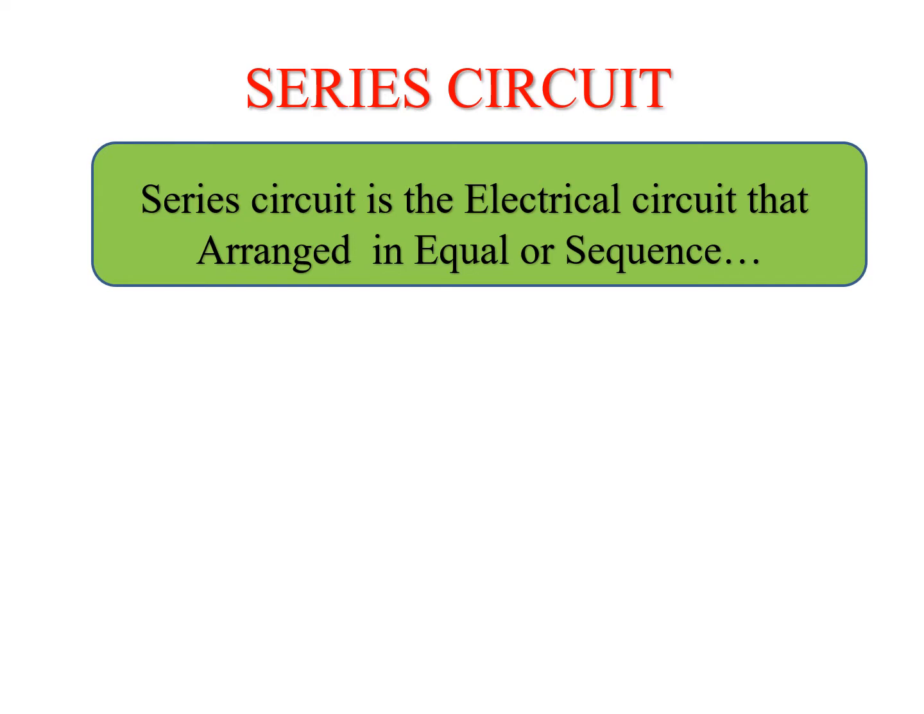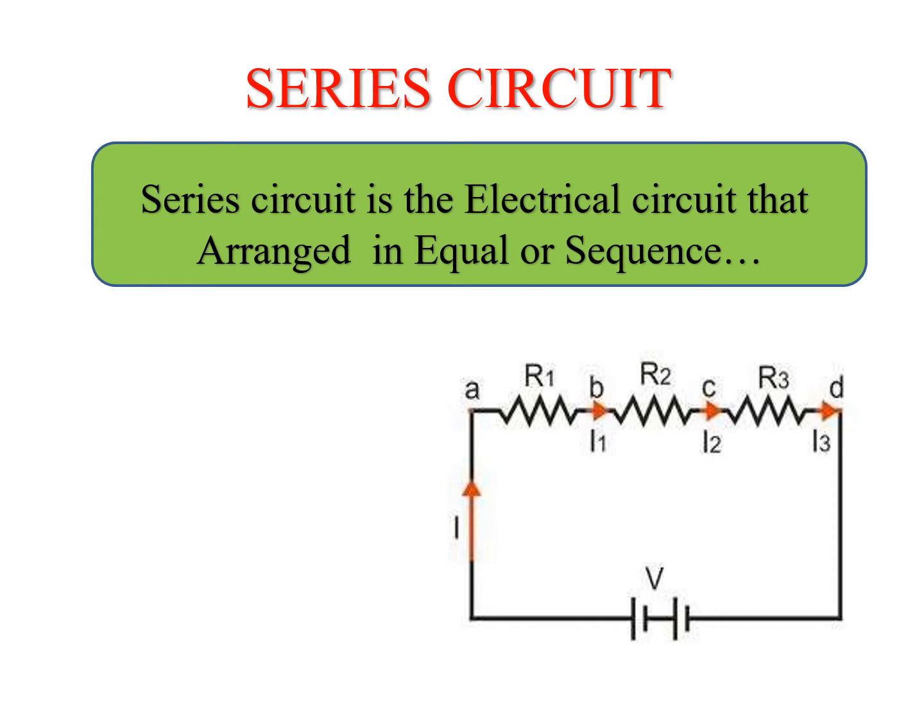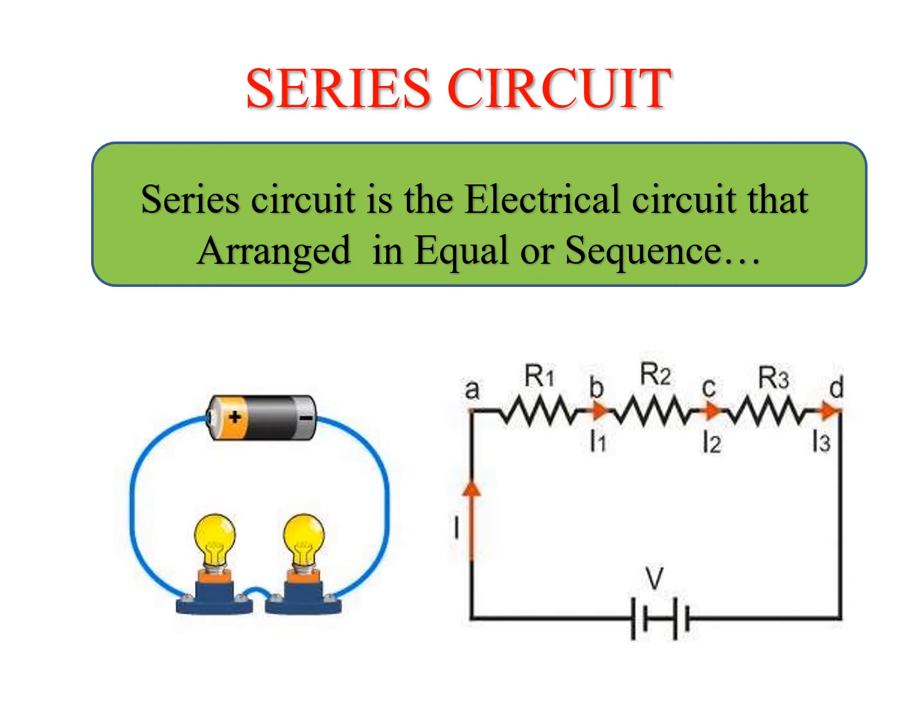What is a series circuit? A series circuit is basically an electric circuit in which the elements or components or devices are arranged in a sequence. Here we will consider a simple example. I have considered three resistances: first is R1, second is R2, and third is R3. All these three resistances are connected in a sequence. That's why this type of connection is called the series connection.